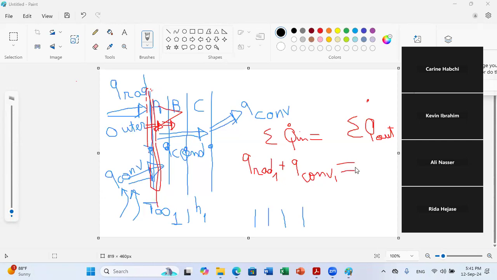So this is equal to Q conduction within the envelope, because we consider a steady state case without storage or generation, equal, at the end, to Q convected to the inner side.